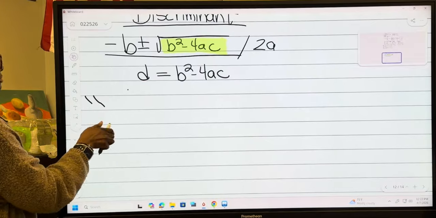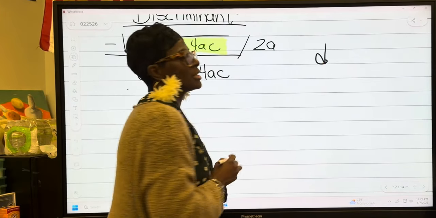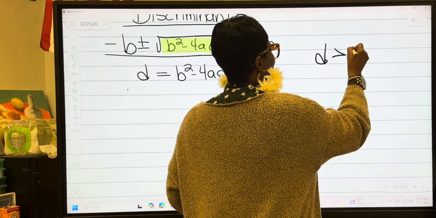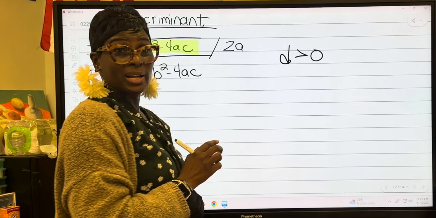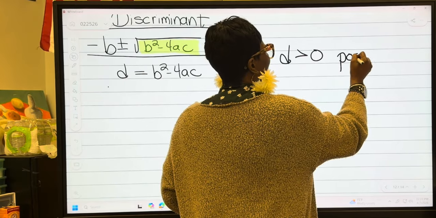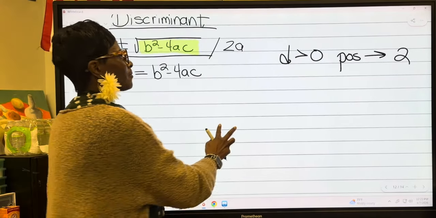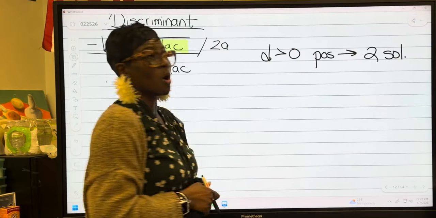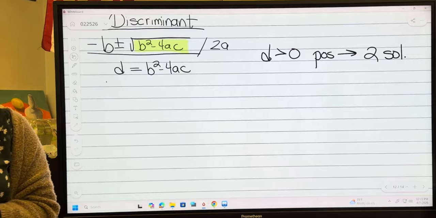So here's the ledger. If my discriminant is greater than 0, what kind of number is it? Absolutely. What kind of number is it if it's greater than 0? It's got to be positive. Then I am going to have 2 solutions. If my discriminant comes out to be a number greater than 0, I am going to have 2 solutions. I'm explaining why that makes sense, okay?